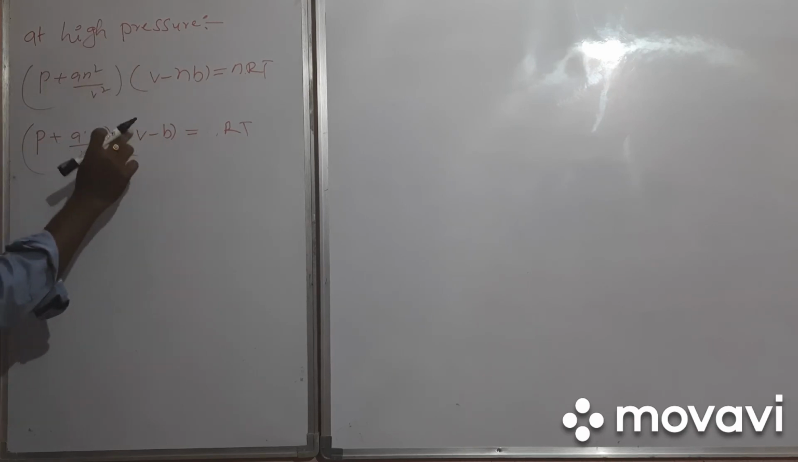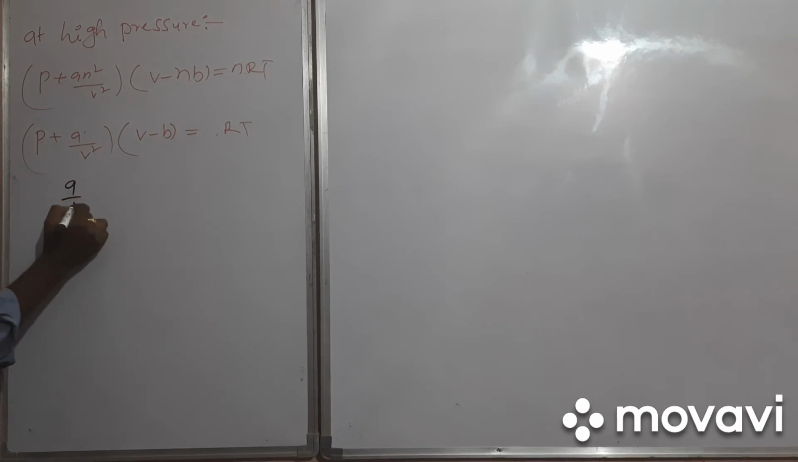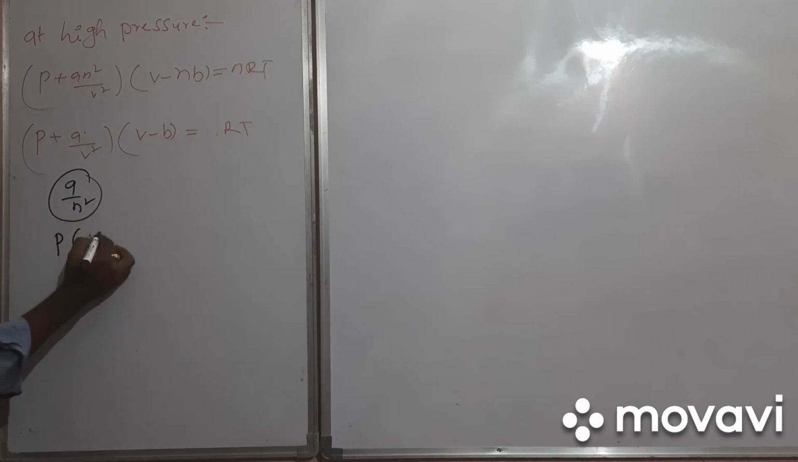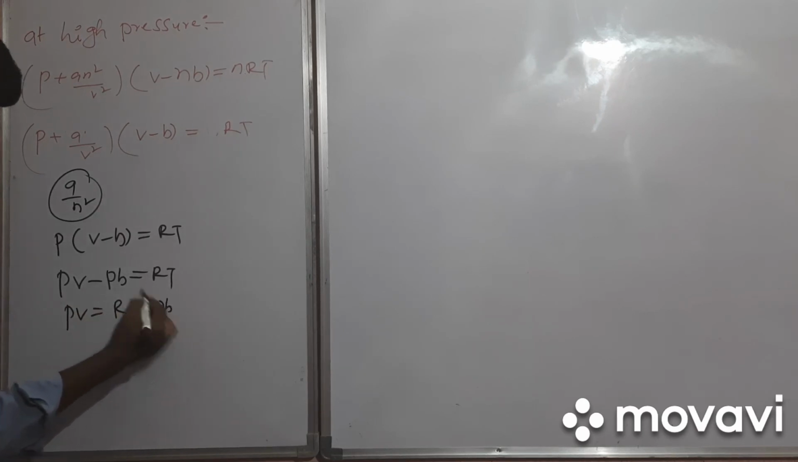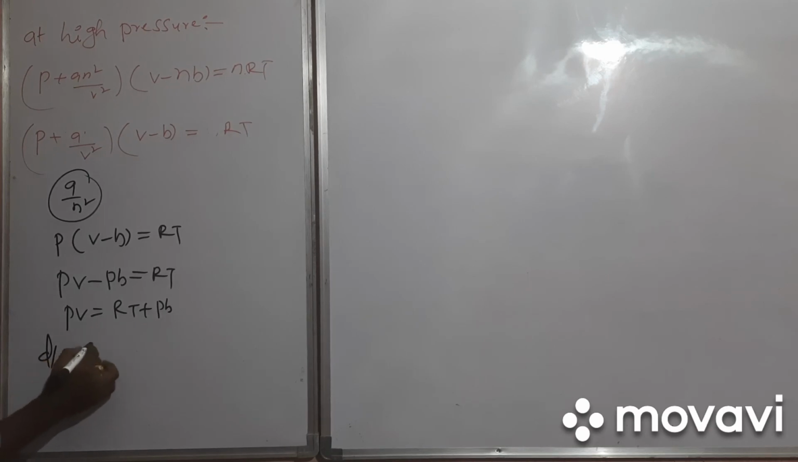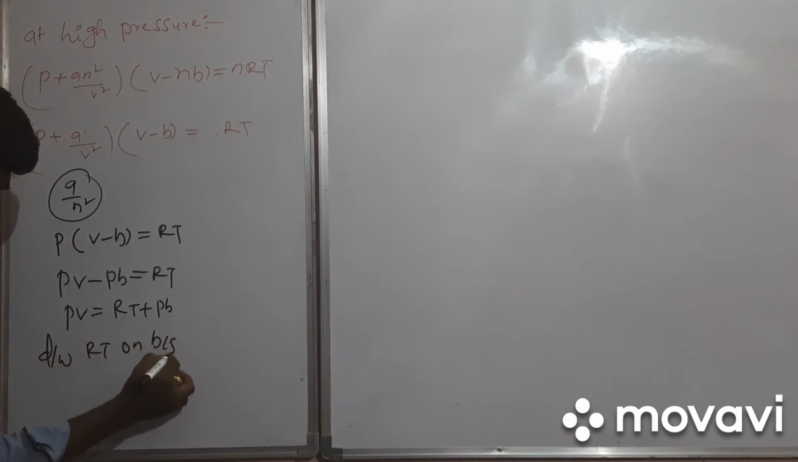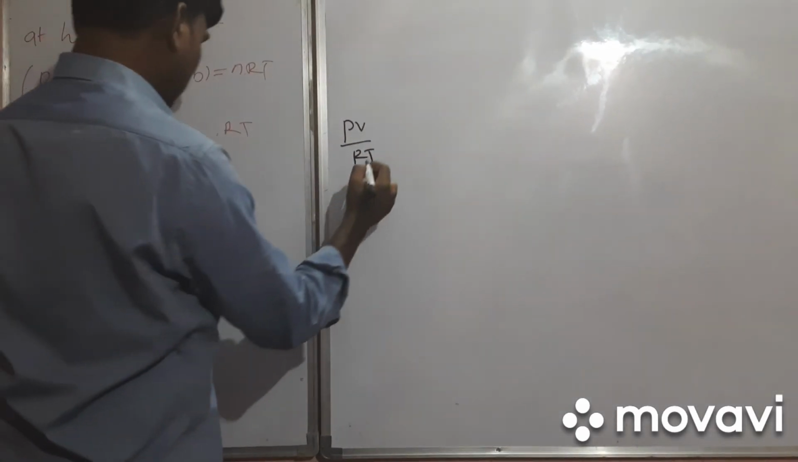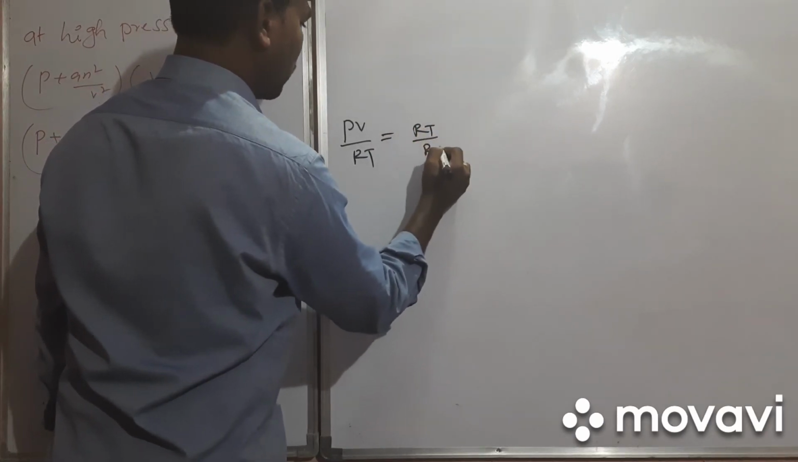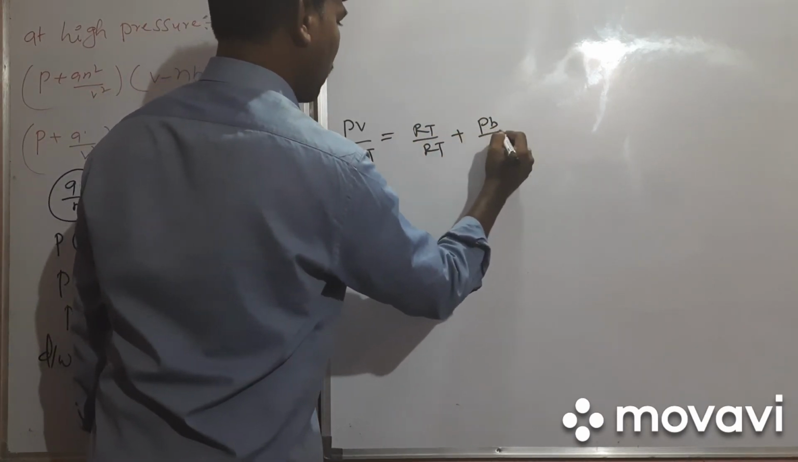At high pressure, volume is very small, so we are unable to neglect that term and have to consider it. But at high pressure we can neglect the a n² term. In such case, P(V − b) = RT, so PV − Pb = RT. So PV = RT + Pb. If you divide by RT on both sides, then PV/RT = RT/RT + Pb/RT.